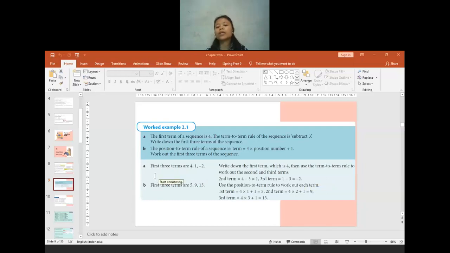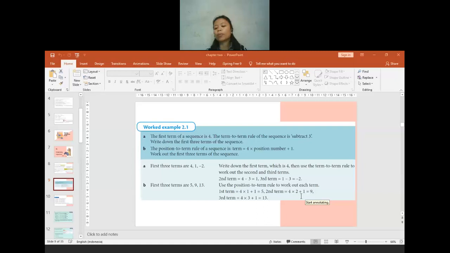And then for question B, the position to term rule of a sequence is 4 times position number plus 1. We are going to find the first 3 terms. So we just need to replace the position number with number 1, 2, and 3, and we calculate. When we replace the position number with number 1, we already calculate the first term. So the first term will be 4 times 1 plus 1, which is equals to 5.